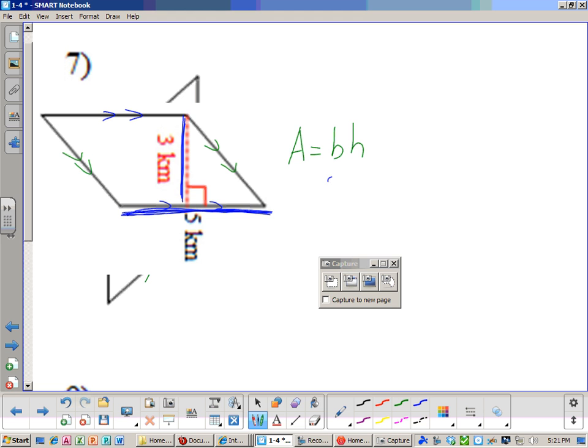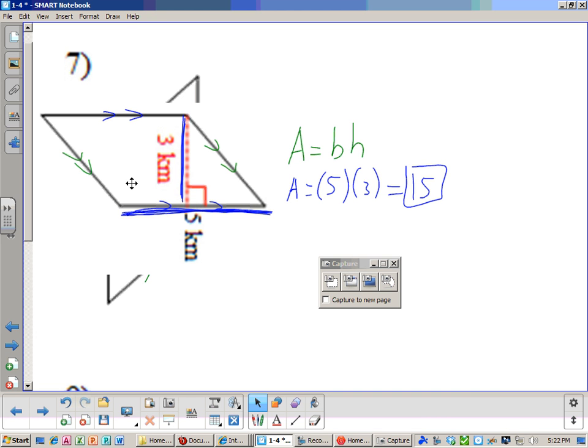So its base is 5. And its height is just 3. Wow, it's that simple. Oh gosh, I think we could do this one in our head. So I'm just going to do this one and write 15. You're good. Too easy to not do.